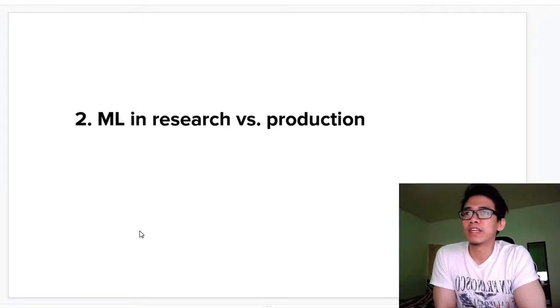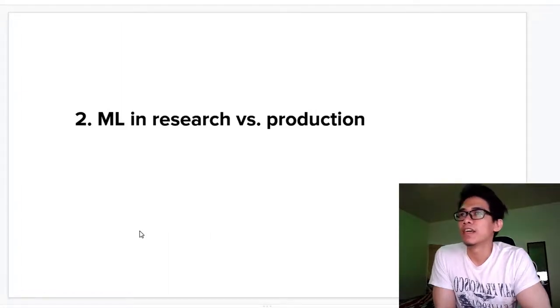So this lecture will highlight and contrast how ML is done in production versus in research, and ML engineering versus traditional software engineering. I actually have both backgrounds. I did CS in undergrad and I also did some ML research in university. But right now I am doing ML engineering in the industry.